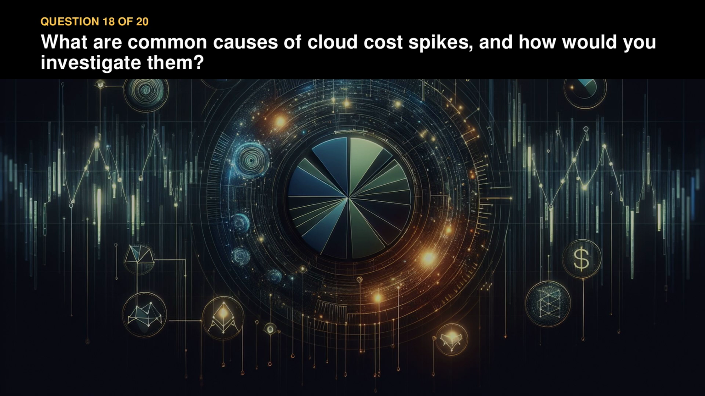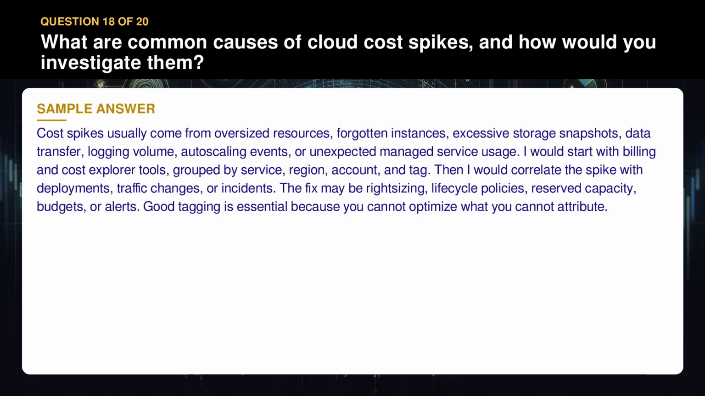Question 18. What are common causes of cloud cost spikes, and how would you investigate them? Cost spikes usually come from oversized resources, forgotten instances, excessive storage snapshots, data transfer, logging volume, autoscaling events, or unexpected managed service usage. I would start with billing and cost explorer tools grouped by service, region, account, and tag. Then I would correlate the spike with deployments, traffic changes, or incidents. The fix may be right-sizing, lifecycle policies, reserved capacity, budgets, or alerts. Good tagging is essential because you cannot optimize what you cannot attribute.